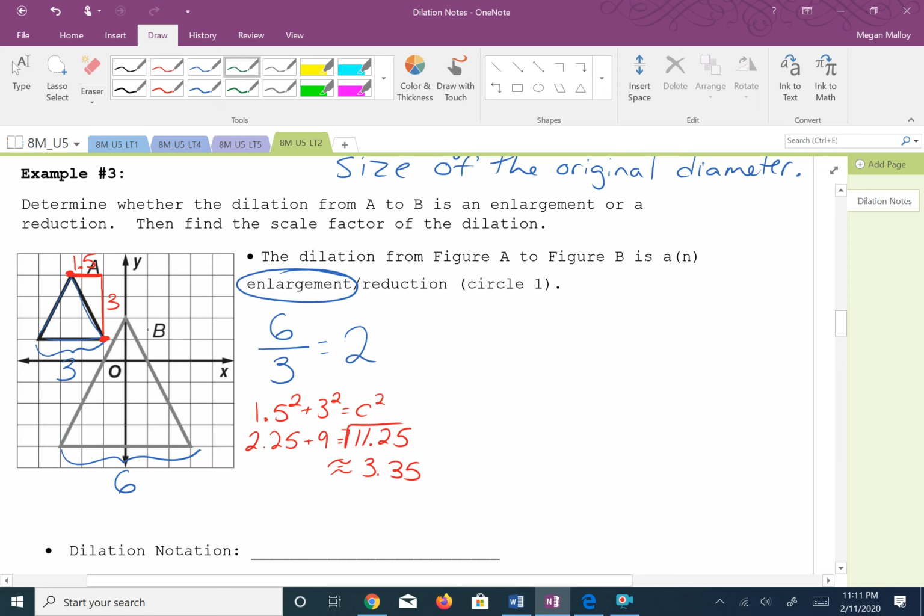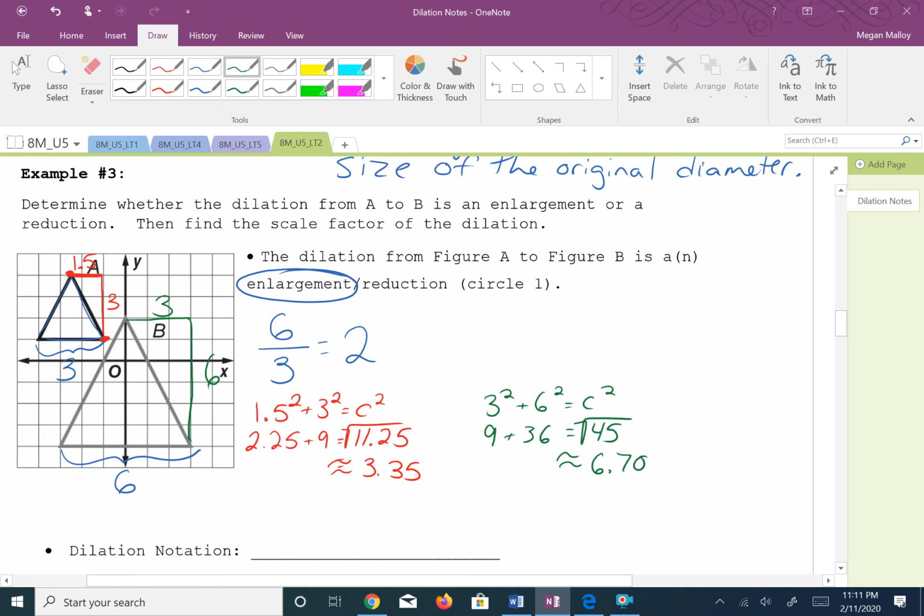If I compare that to my dilated image with B, I have a leg of 3 and then a leg of 6. So that would give me 3 squared plus 6 squared equals c squared. So 9 plus 36 equals 45. Take the square root, that is approximately 6.70.